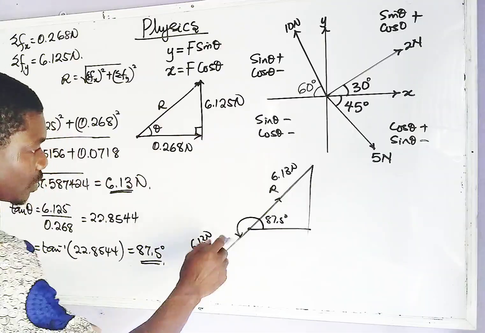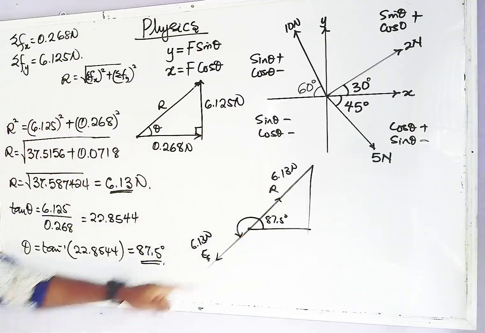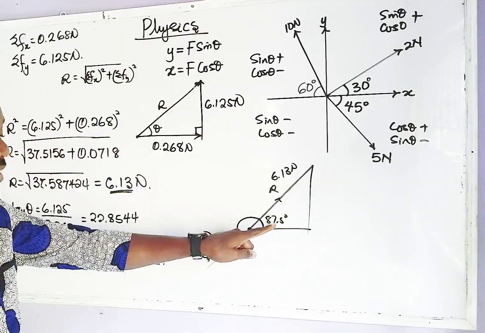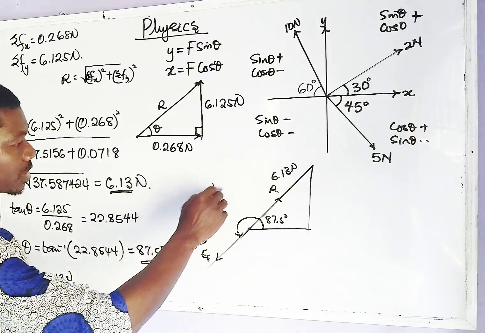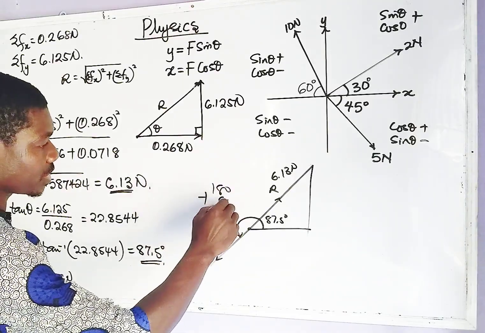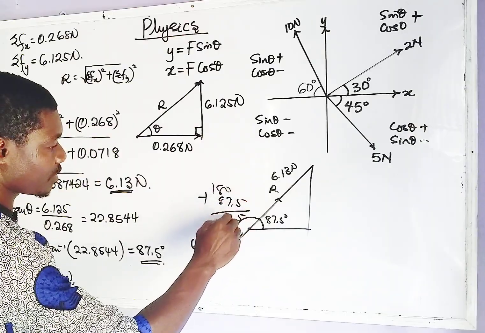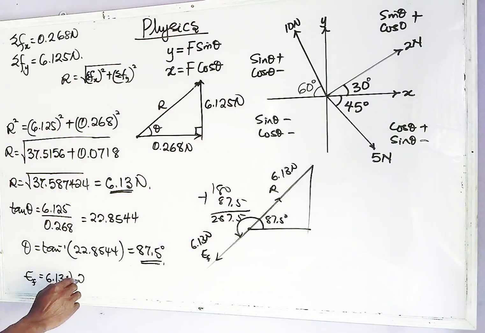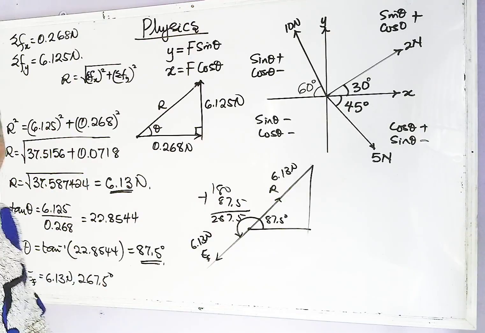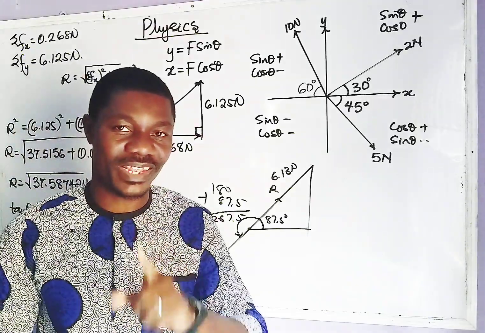But the direction will now be the whole of this down to this point, which gives us 180 plus 87.5. So the equilibrant here will be the same magnitude, 6.13 Newton, then 180 plus 87.5. This is 267.5 degrees.